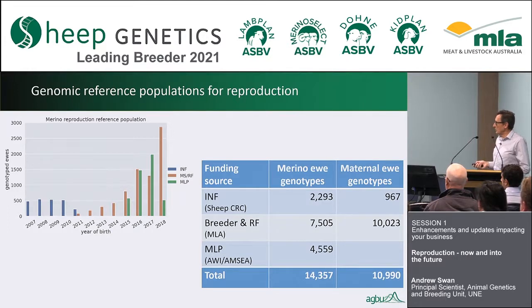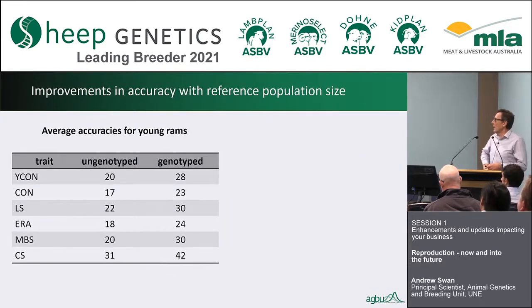So you can see the total reference is around 14,000 at the moment for Merinos, 10,000 for Maternals. Gus said that the number of genotypes in the Merino analysis is now 125,000. So you can see that there's a big difference between what's available as a reference population and the total number of genotypes. Given that reference population size, this is the sorts of accuracy improvements we're actually seeing. This is an example from the Merinos. So what we're seeing here is the average accuracy for ungenotyped rams compared to their genotyped contemporaries within breeders' flocks. And that was the point about 6 to 12% improvement in accuracy.